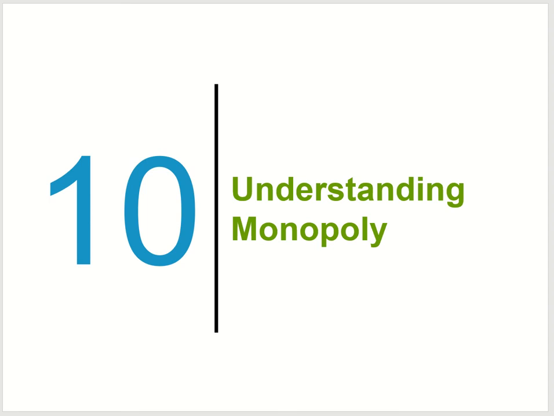Hi class, in this video we're going to go over chapter 10, understanding monopoly. Now, in chapter 9 we studied perfect competition, where you have many companies selling the same good and nobody has any control over the market price. That is called perfect competition. Monopoly is the complete opposite. If you look at the spectrum, monopoly will be on the other side of market competitiveness.